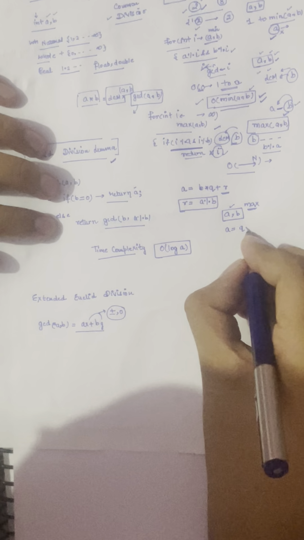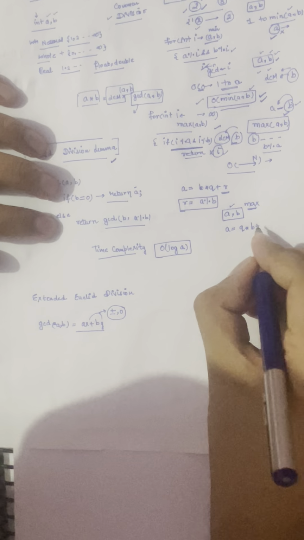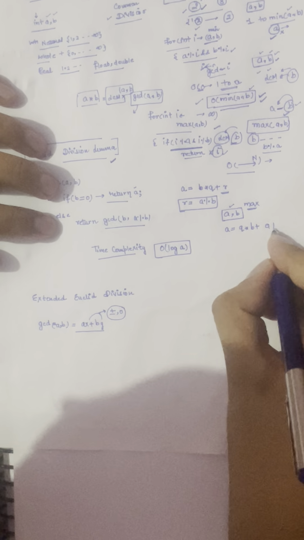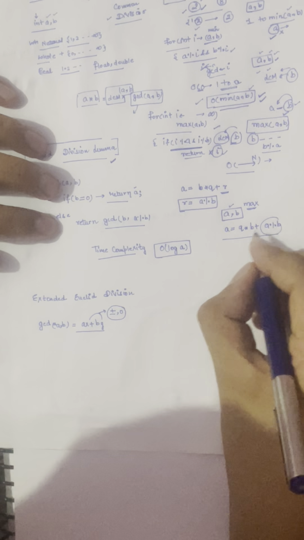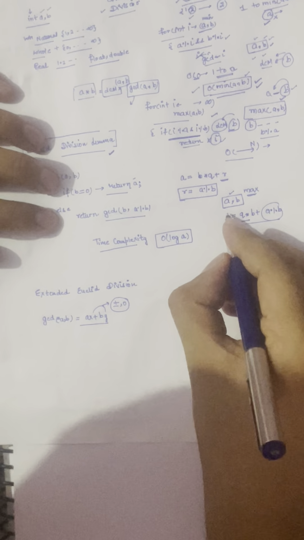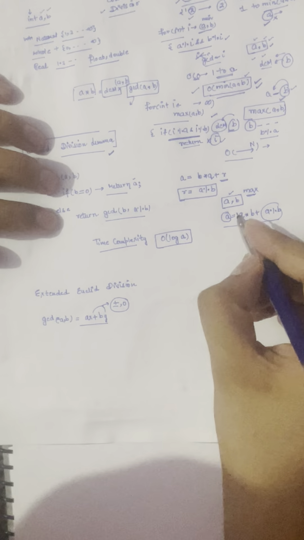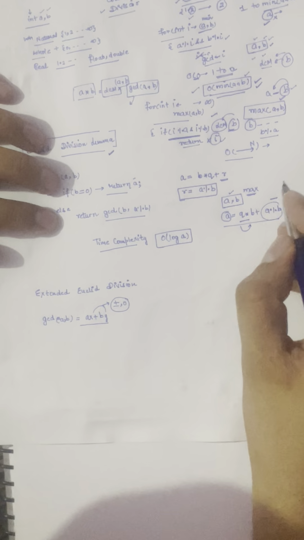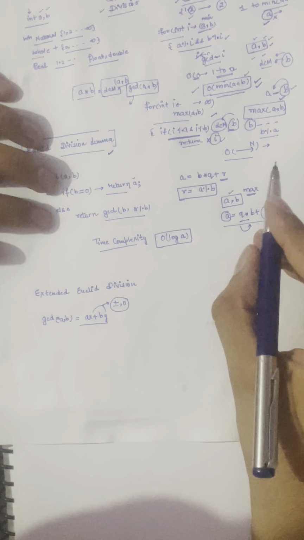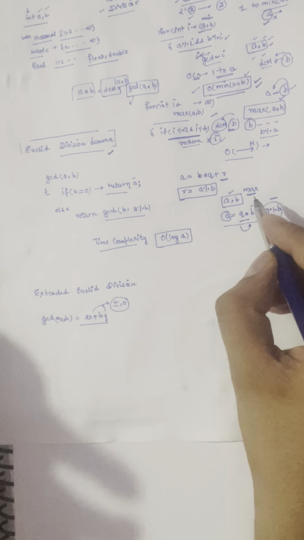Let's say A divided by B gives some quotient Q, so A equals Q times B plus a remainder. We are able to divide, and this is the remainder and this is the quotient. We are able to express our dividend as the product of quotient and divisor plus some remainder, which is some remaining number that we were not able to divide.